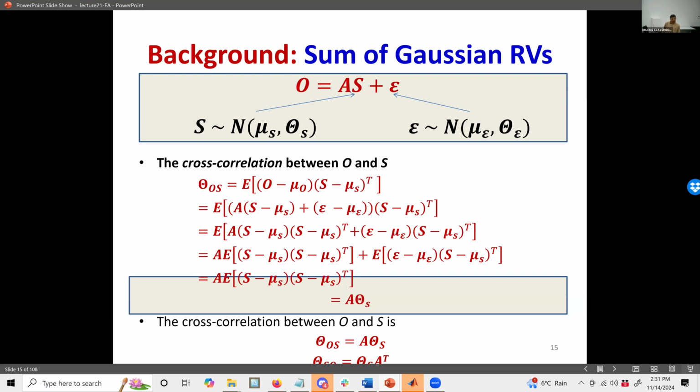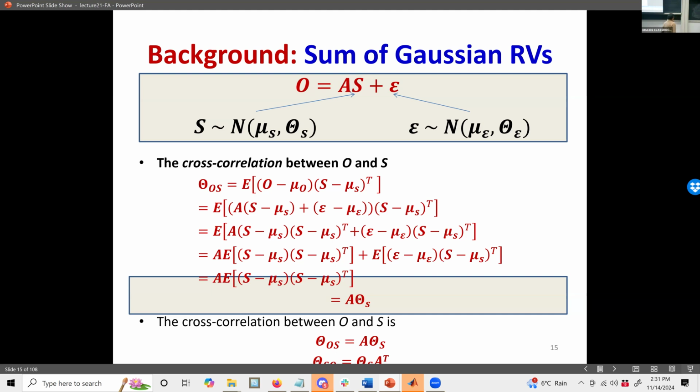Anyone? A times the variance of S. So the cross correlation between O and S is simply going to be A times theta S. Easy to show, right? If you just work out the arithmetic, this just follows.